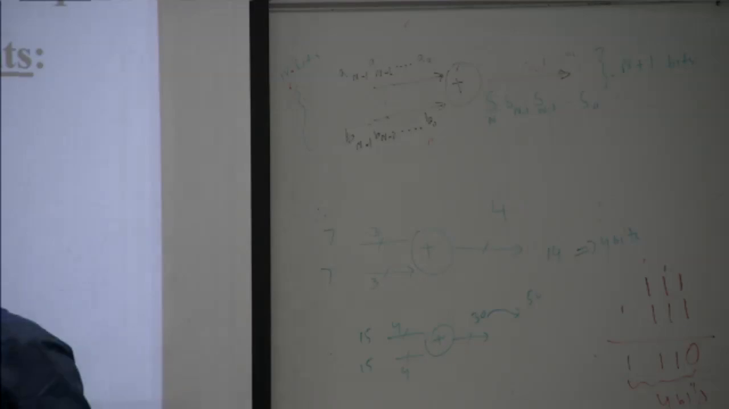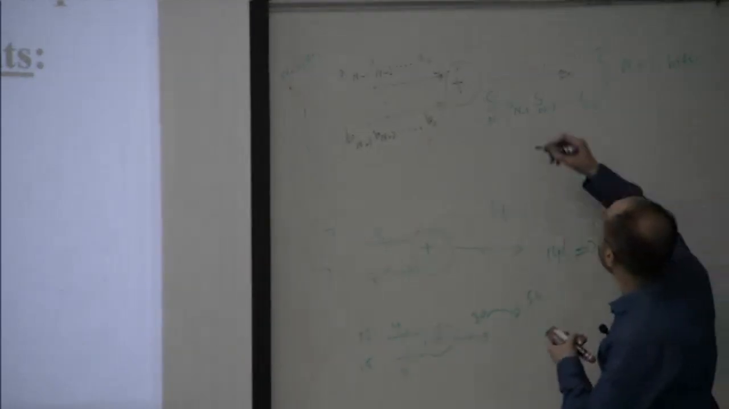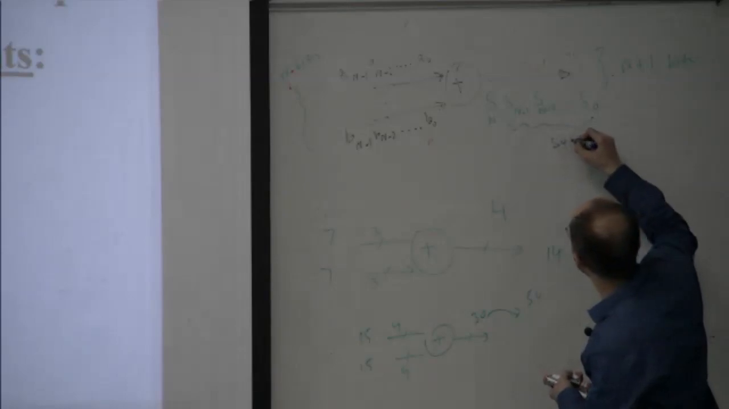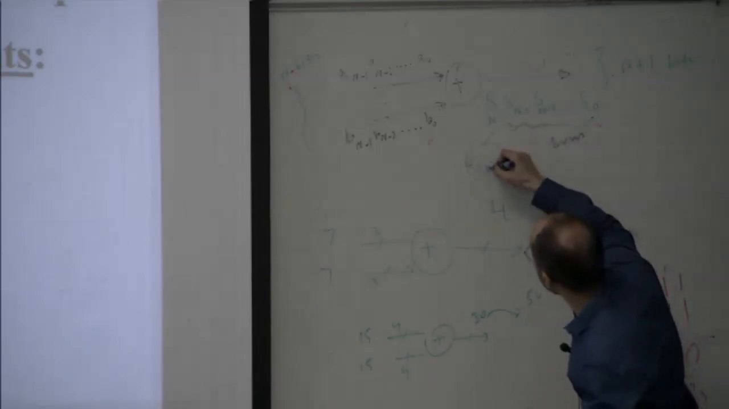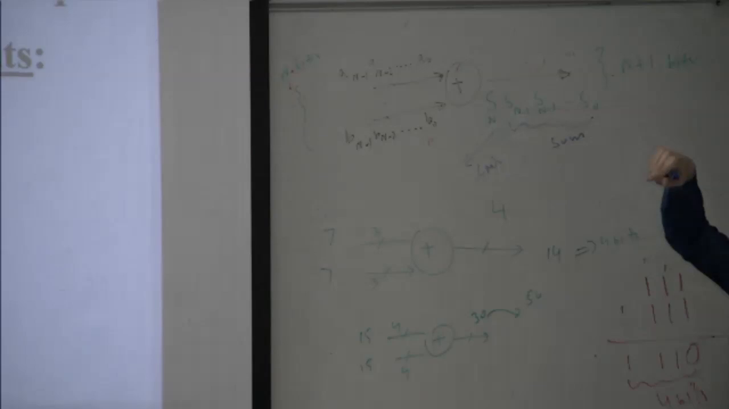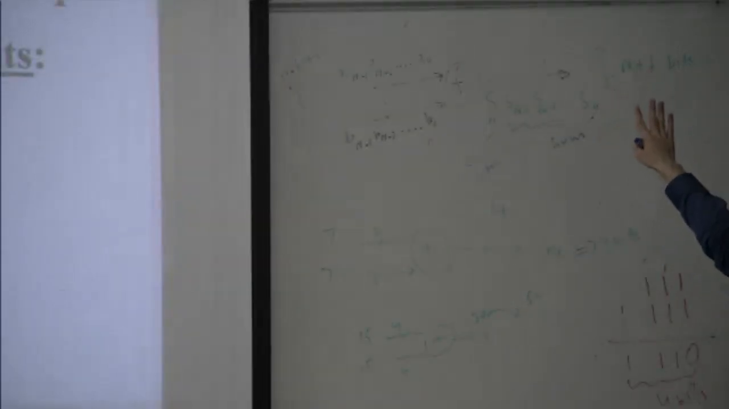Now if we are adding two n-bit numbers, these Sn minus 1 and so on are all the sum bits, and this one is the carry out from the last stage, which is the MSB stage. Any question? Should we proceed?